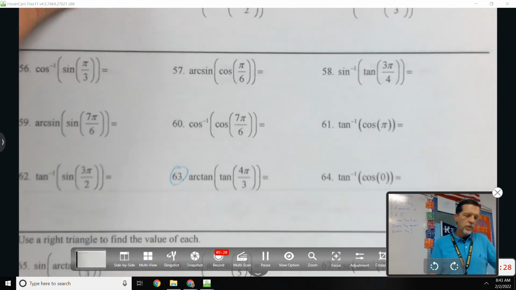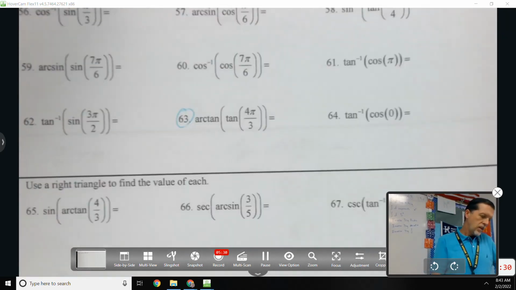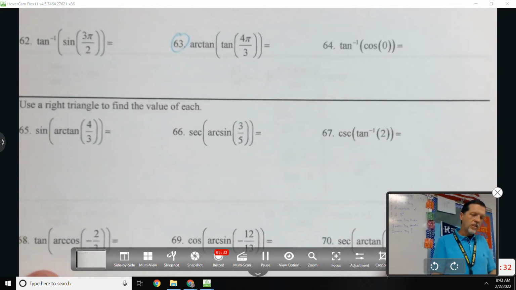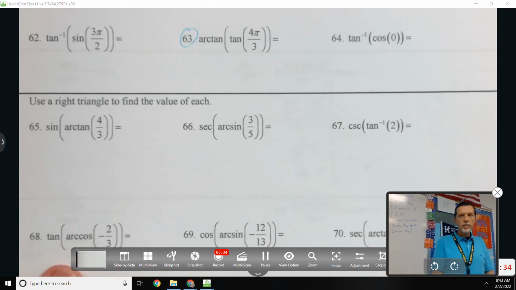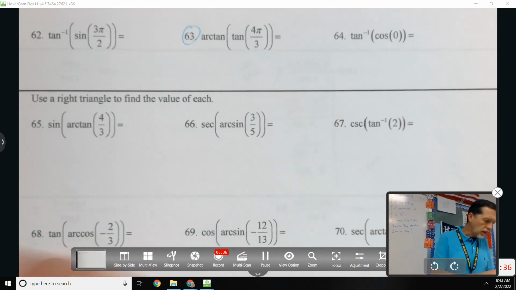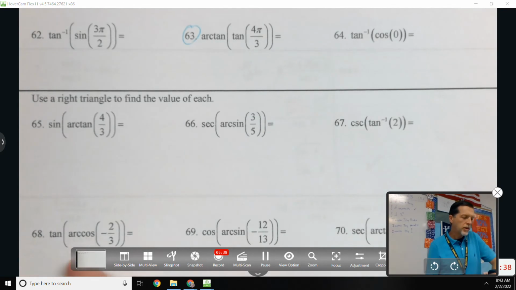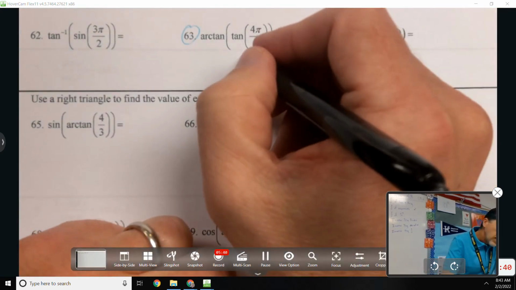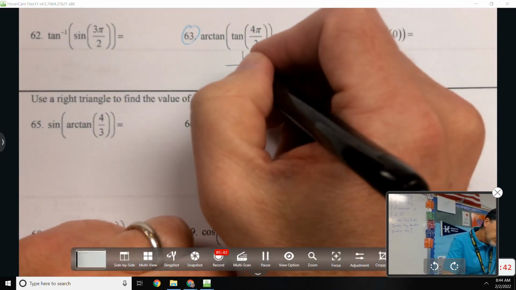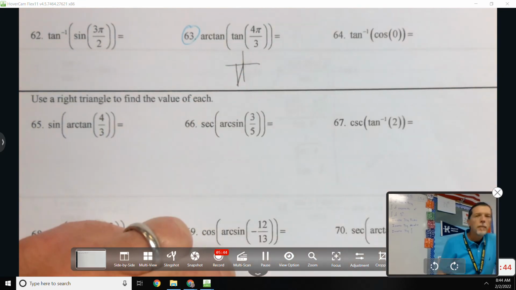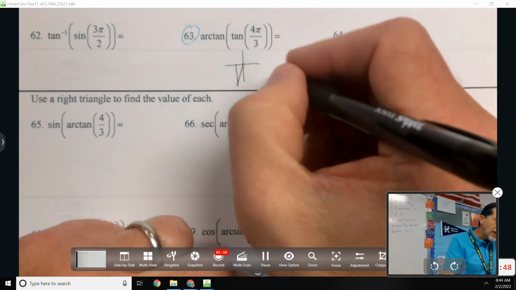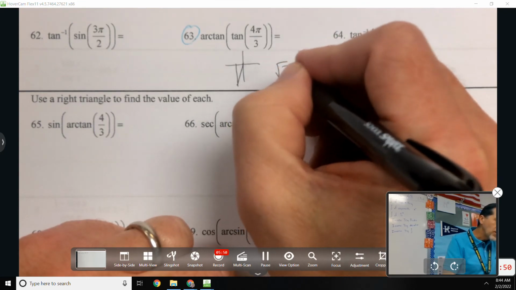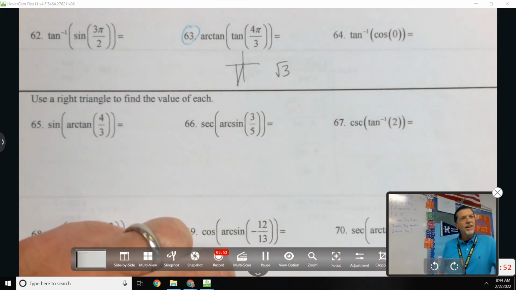Number 63. Arctan of the tangent of 4 pi over 3. Let's see. 4 pi over 3 is down there. The tangent 3 trick tells me that the tangent of anything over 3 is going to be root 3. That's my tangent 3 trick that I have memorized, so I don't have to do sine over cosine every time.